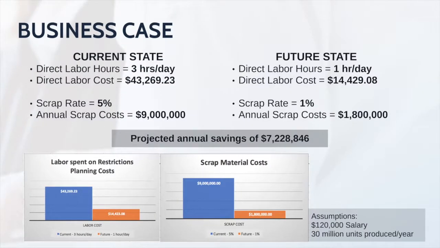Regarding the business economics, our project will help to reduce labor costs and scrap costs. Currently, approximately 3 direct labor hours per day are spent analyzing restrictions data. With our new database, this is expected to reduce to 1 hour per day, saving almost $30,000 each year. In terms of scrap cost, we approximate the current scrap rate at 5%, resulting in $9 million lost to scrap. The validation tool is expected to reduce this rate to 1%, saving $7,200,000 annually.